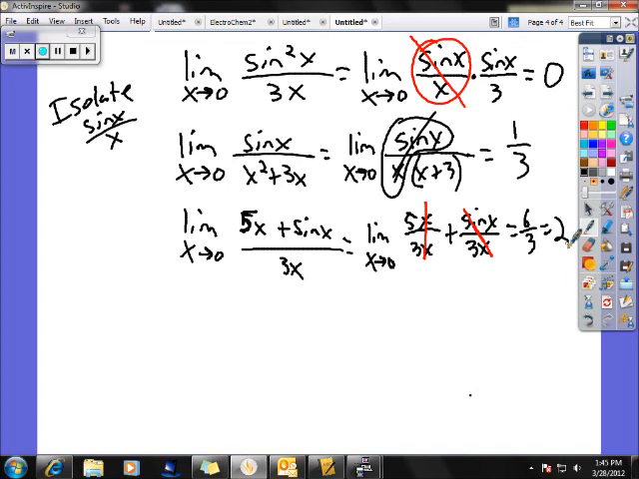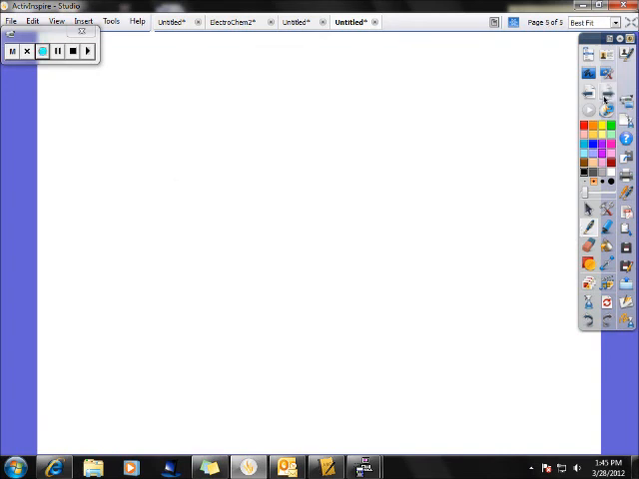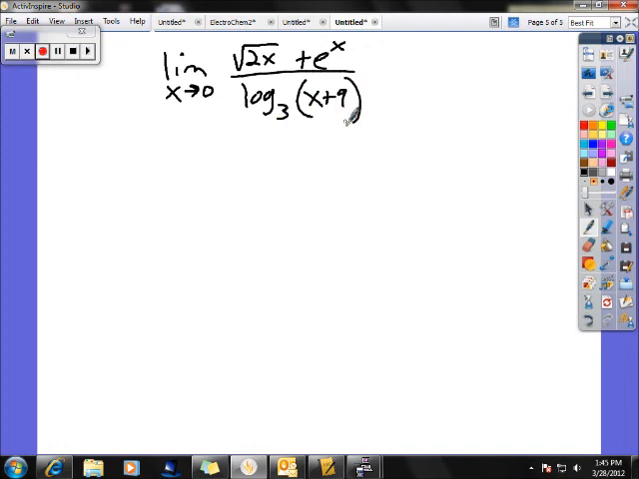Now there are going to be a couple of problems that might look complicated that really aren't. Let me give you an example of that. Don't be scared when you see this stuff. Square root of 2x plus e to the x over log base 3 of x plus 9. That looks kind of bad, but don't get scared of it.